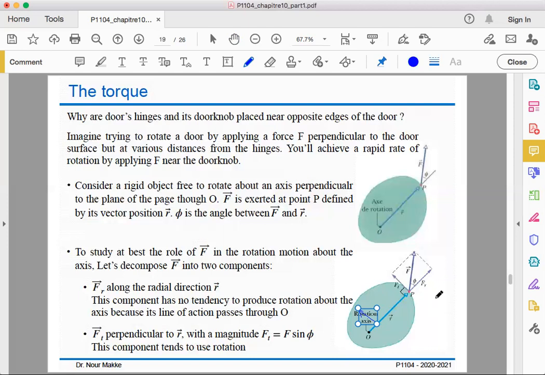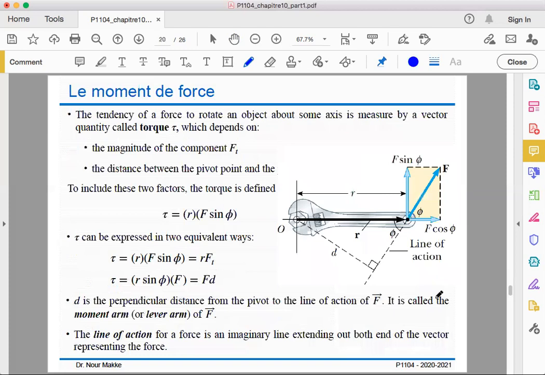So this is why we need to define a new variable which we call the torque. So the tendency of the force, so this is actually the torque. The tendency of a force to rotate an object about some axis is measured by a vector quantity which is called the torque, right? So قد ايه هالفورس بتقدر تعمل روتيشن وتخلق روتيشن للاوبجكت. هيدا الشيء هالتندنسي بنسميها torque and it's defined in the following way.